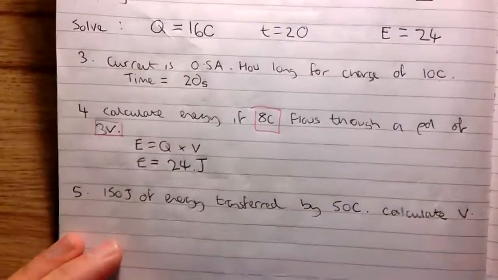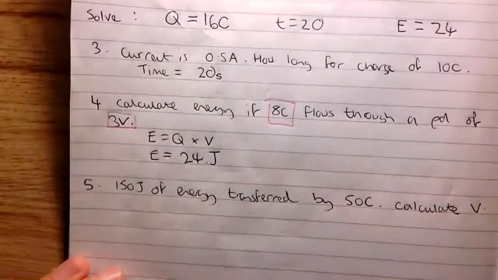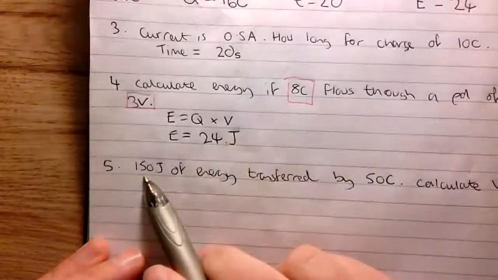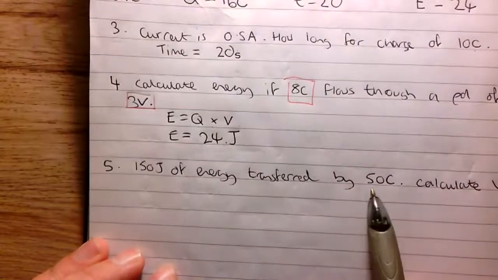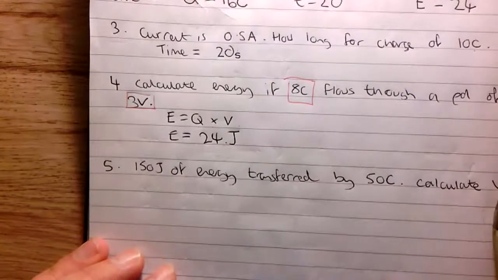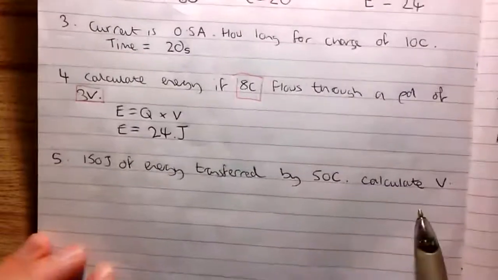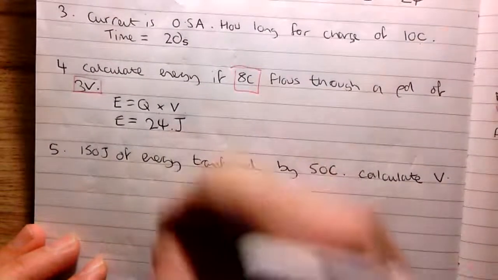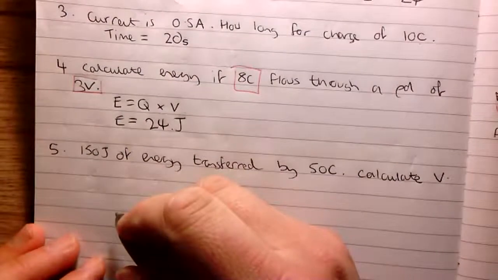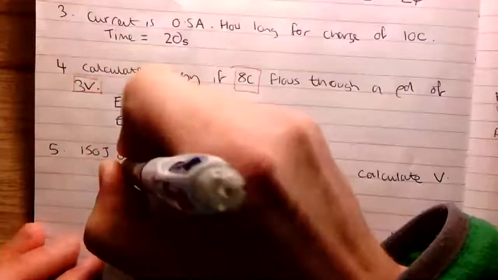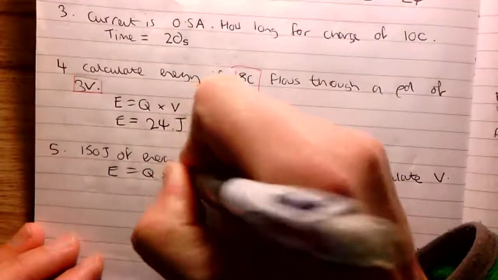Okay. Number 5 down here. Cup out of the way. 150 joules of energy is transferred by 50 coulombs of charge. Calculate V, the potential difference, on this one here. So I'm using the same equation. Let's lay it out in the same way as we did before. I've got the equation E equals Q times V.